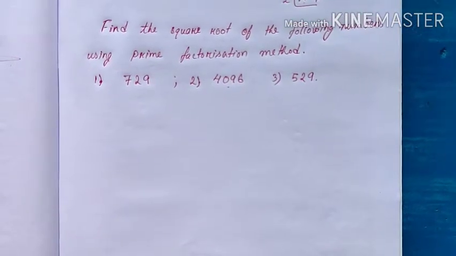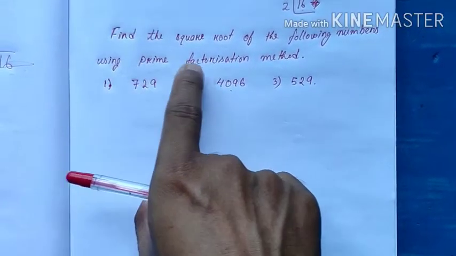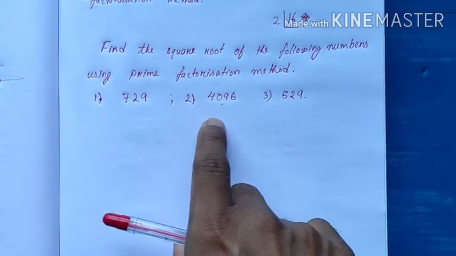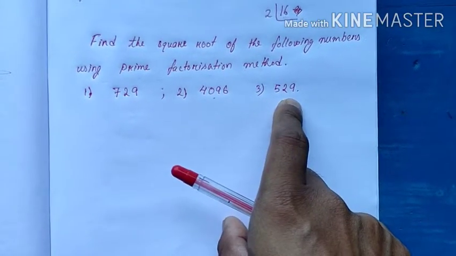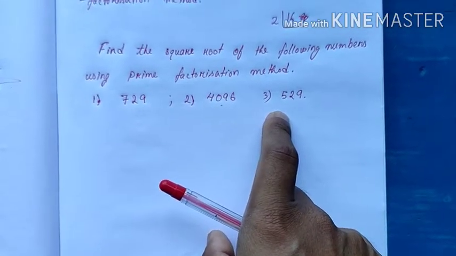Today I am going to teach you how to find the square root of numbers using the prime factorization method. Three numbers are given here: 729, 4096 and 529. I am going to find the square root of these numbers using the prime factorization method.